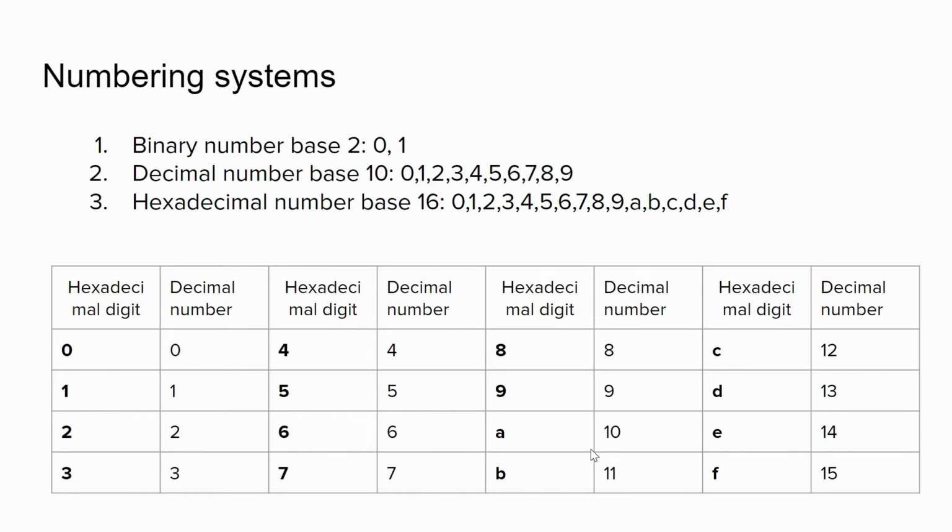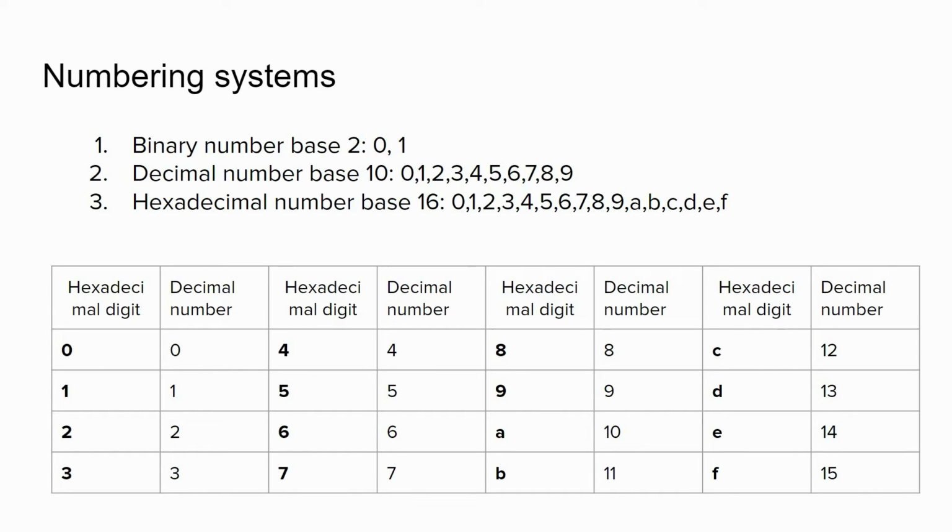But when it comes to 10, we don't have a single digit for 10 in the decimal numbering system. So we use 1, 0 instead of that. But in the hexadecimal numbering system, since we have base 16, we have all the digits up to 15. So instead of 10, we use digit A. Instead of 11, we have B, 12, C, 13, D, 14, E, and finally 15, F. So A, B, C, D, E, F are not symbols, they're real digits. They represent digits between 10 and 15.